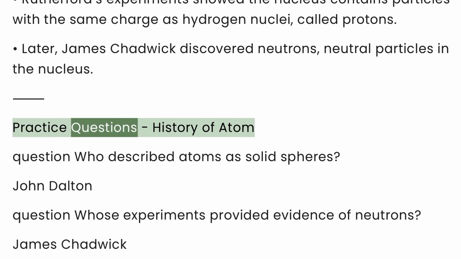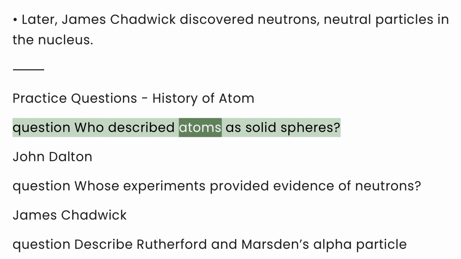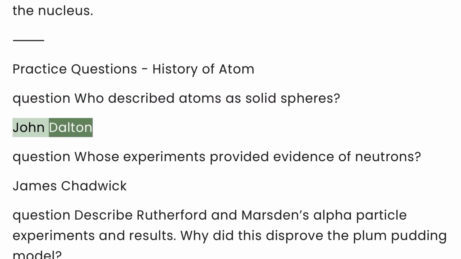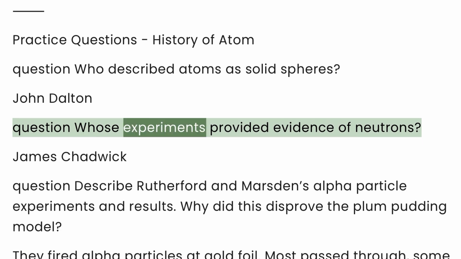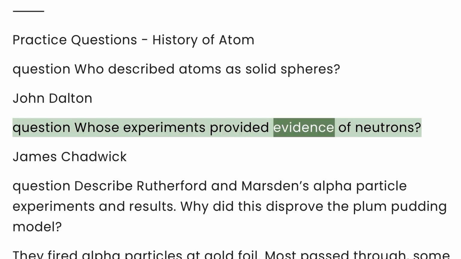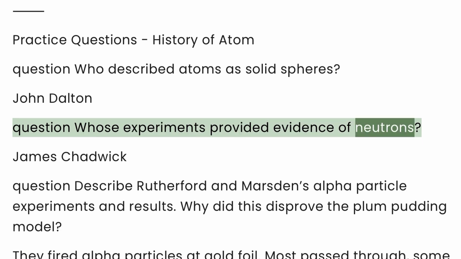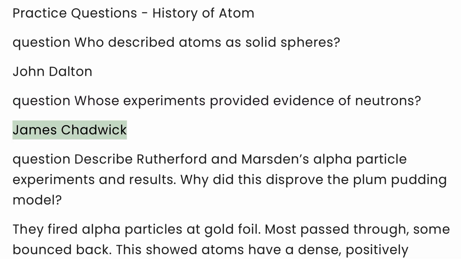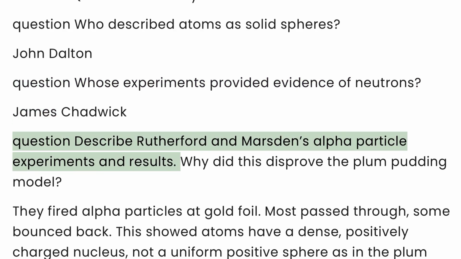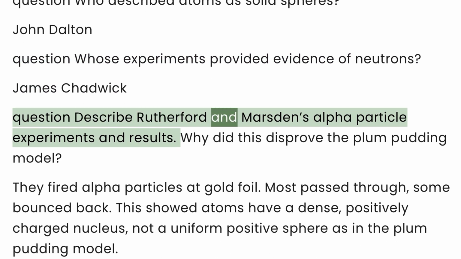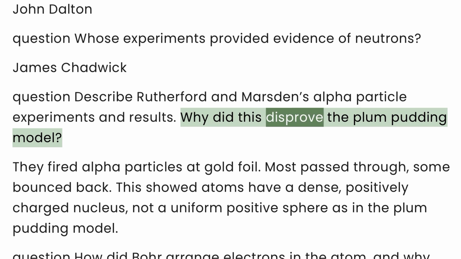Practice questions. History of atom. Who described atoms as solid spheres? John Dalton. Whose experiments provided evidence of neutrons? James Chadwick. Describe Rutherford and Marsden's alpha particle experiments and results. Why did this disprove the plum pudding model?